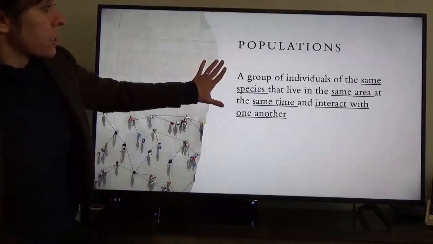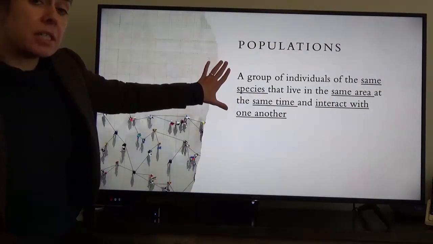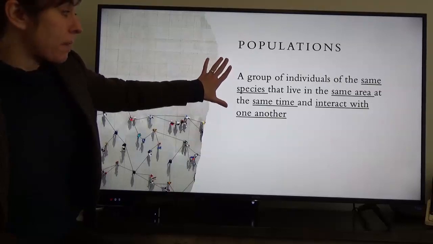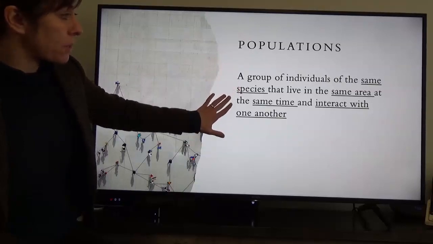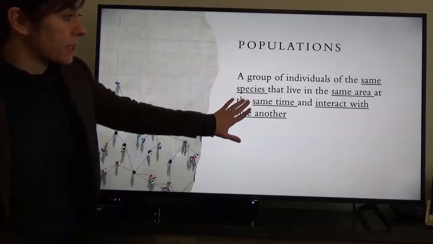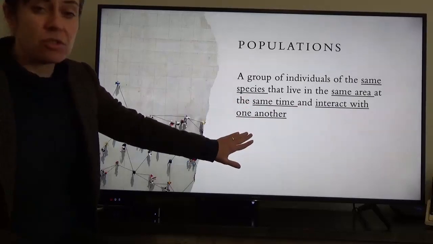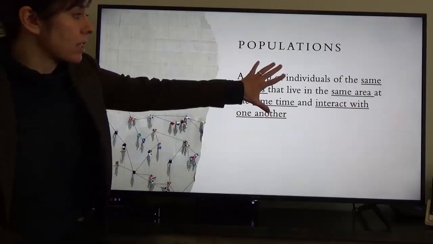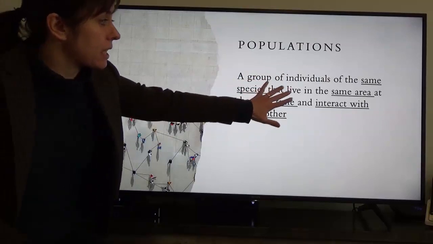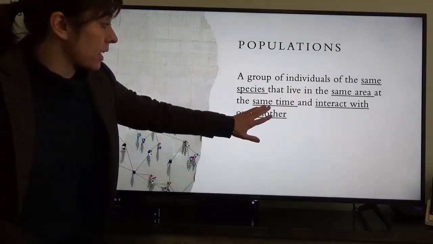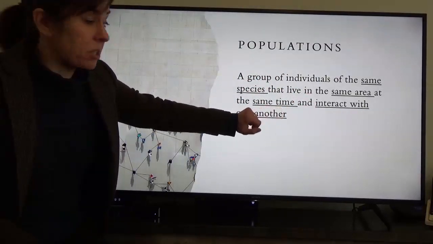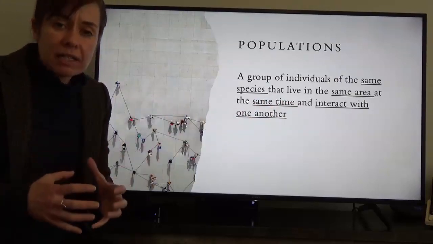So first, populations. This is a definition we've already learned, but just as a reminder: a group of individuals of the same species that live in the same area at the same time and interact with one another. Okay, so lots of pieces in that. One species, all living in the same area at the same time, and they're interacting with one another.